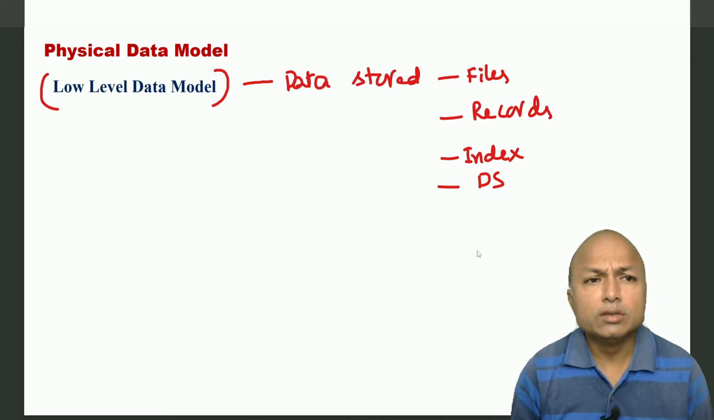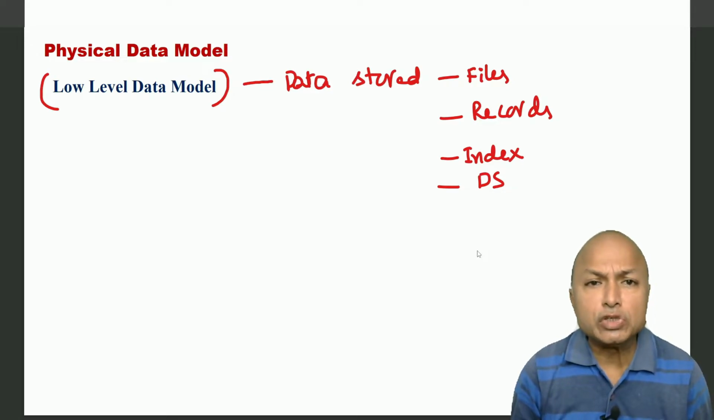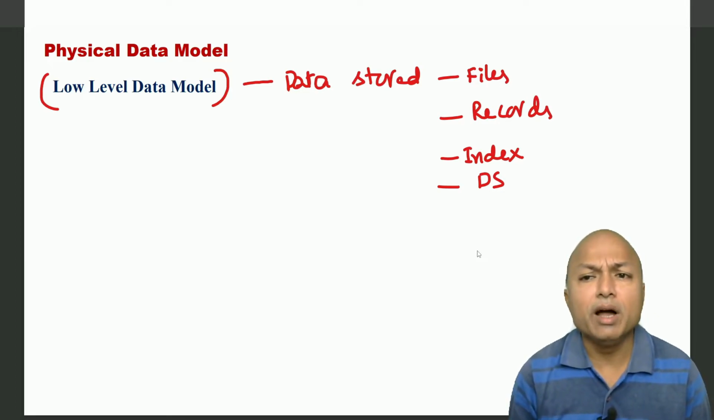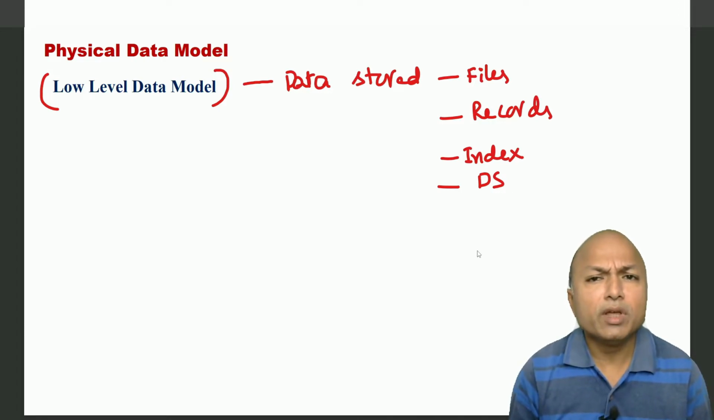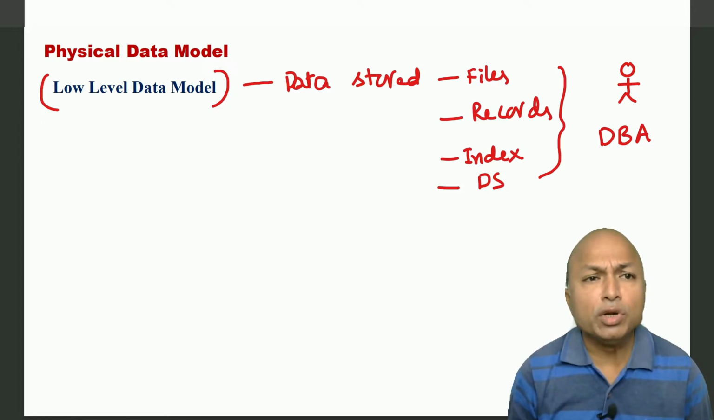Physical data model is also called a low level data model. It tells us how the total data is stored in the form of files and records, what index mechanism we are using for accessing the data, and what data structure we are using for storing the data. All these things we can understand by using this data model. And the database administrator will take the responsibility of this physical data model.